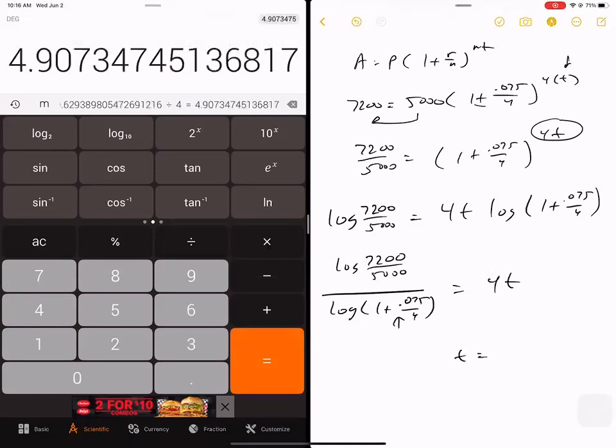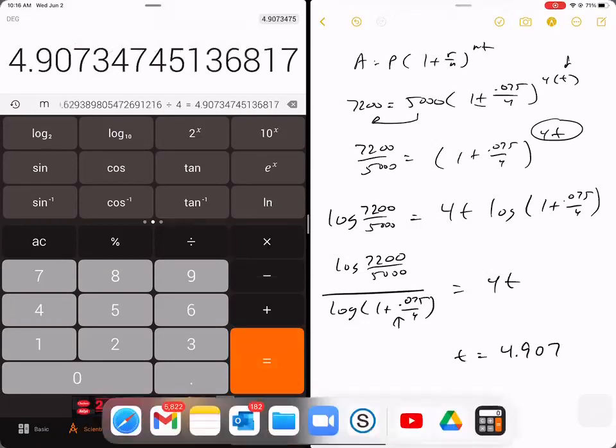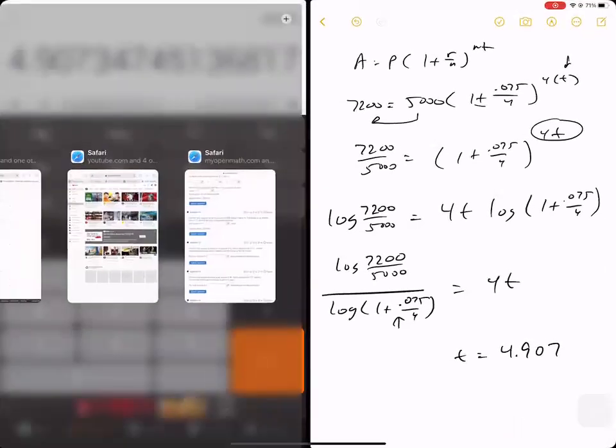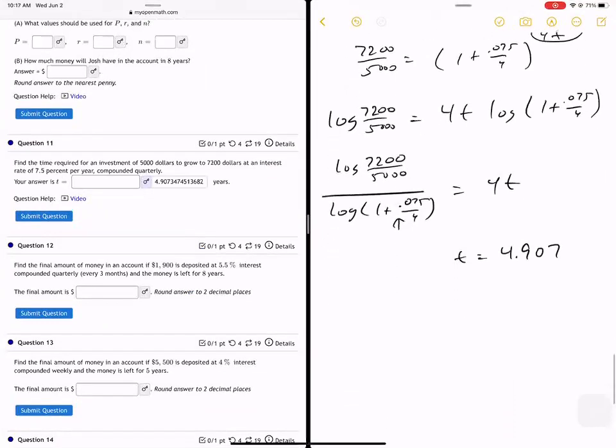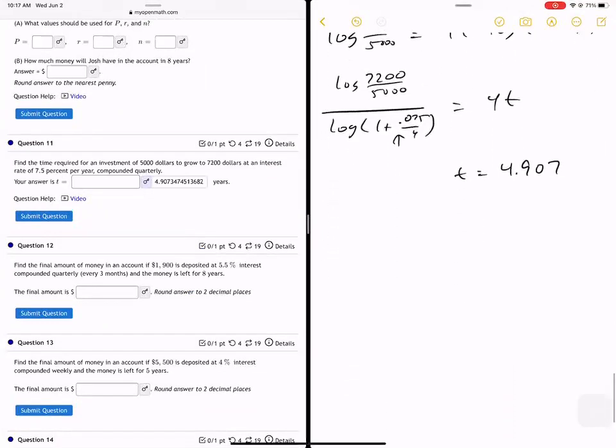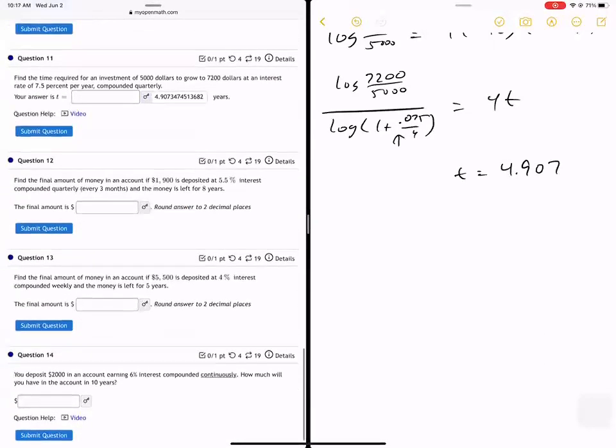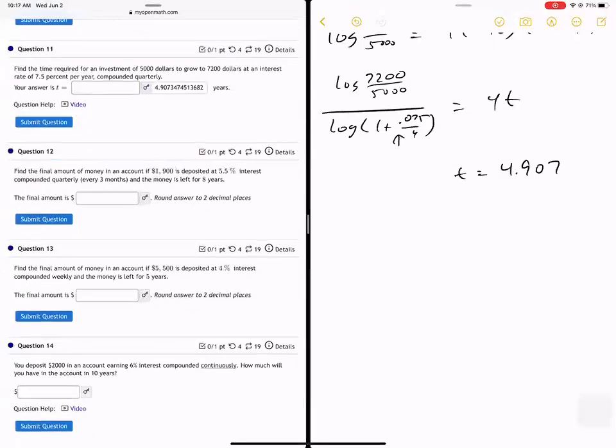t is equal to 4.907. And that's the number of years. 4.907. Let's bring it up to the last two. We're kind of running out of time, so I'll kind of run through this. Oh, last three. Okay. The final amount of money is $1,900.